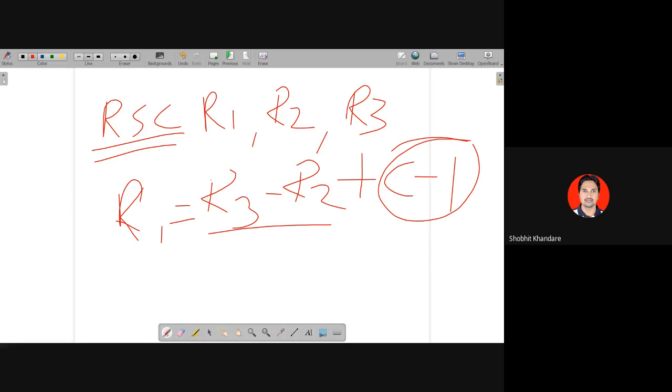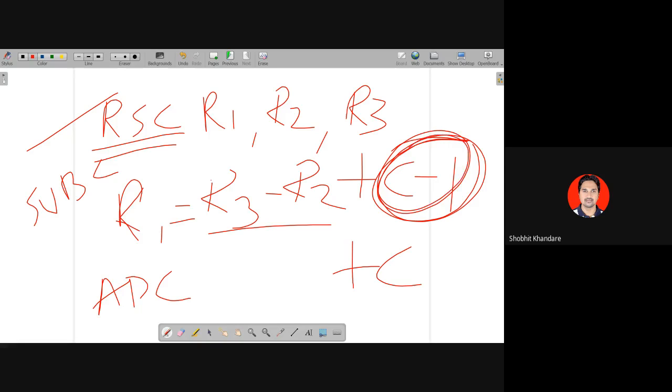But when we do ADC, addition with carry, there we have only plus C. Please, these are the minute changes which you should keep in mind. So again, I'm repeating, in your RSC as well as in your SUBC, you have C minus 1, and only in ADC it is plus C, that is plus carry.